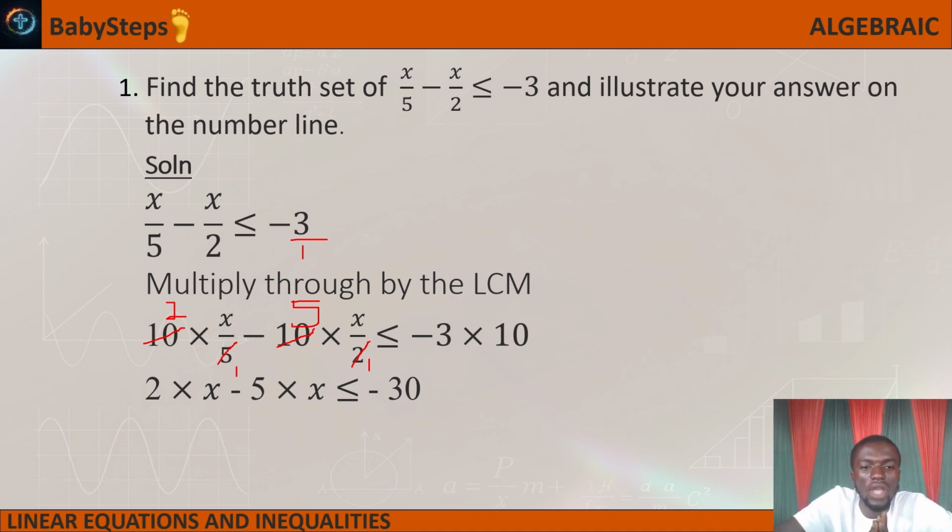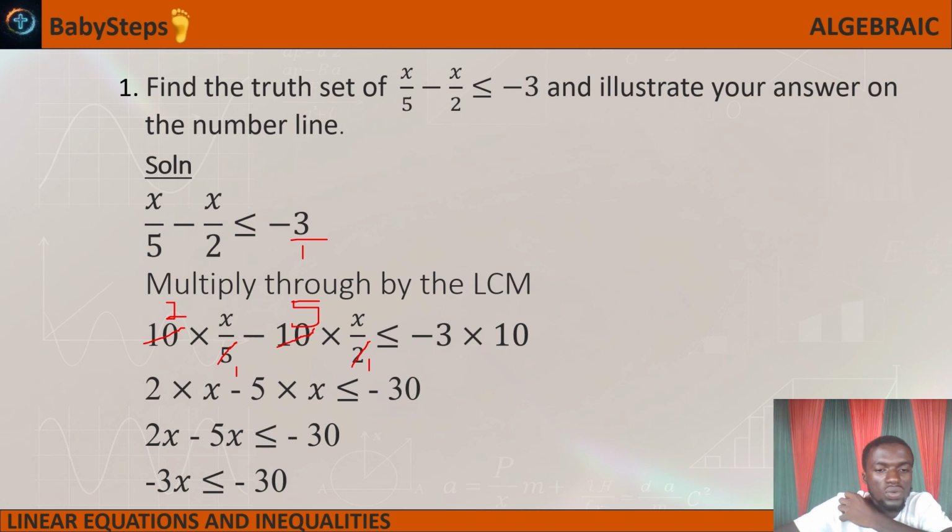Alright, so now we are left with 2 times x minus 5 times x less than or equal to negative 30. That's negative 3 times 10, so negative 30. So 2 times x gives us 2x, negative 5 times x gives us negative 5x, less than or equal to negative 30. The like terms are already grouped, so we just work it straightforward. 2x minus 5x gives us negative 3x. You have 2, you take away 5 from it, you'll be owing 3. Now, less than or equal to negative 30.